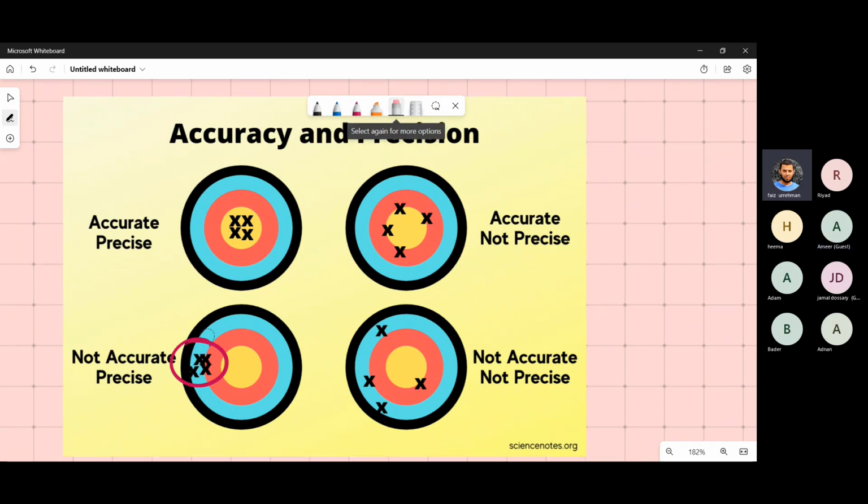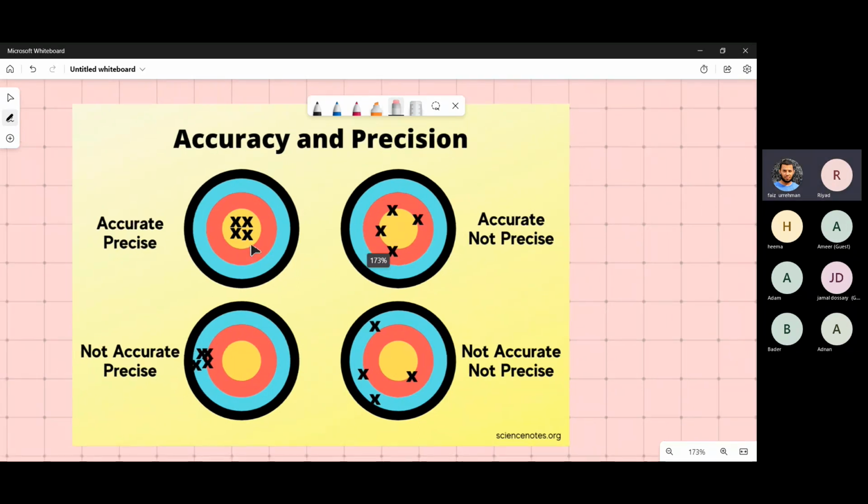Okay, so in this one example, all the shots are so near to each other, but are they hitting the target? They are so far away from the target. So they are precise, but they are not accurate. And the last one is neither accurate nor precise.